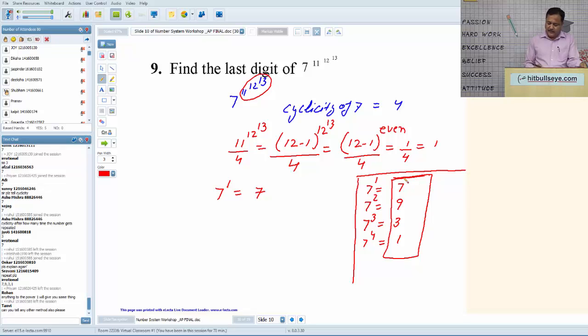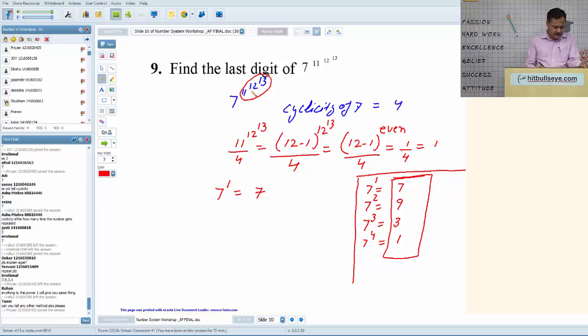So we divide the power by 4 and get the remainder 1. We write the remainder 1 instead of the power. So 7 to the power 1, the last digit would be 7.